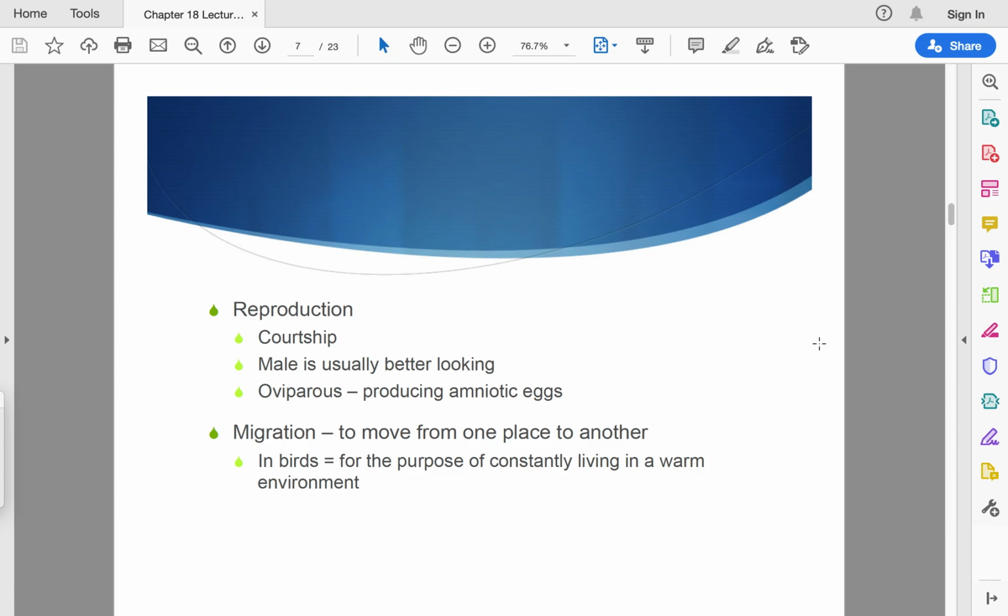If you see ducks, the brown ducks that are just kind of simple looking, those are the female. The boys are green, they might have a green head, a green body, a little more flashy because they need to attract the female. And the reproduction is oviparous, meaning they produce amniotic eggs. All right? Birds do what's known as migration, moving from one place to another. This is for the purpose of constantly living in a warm environment, as I mentioned before.